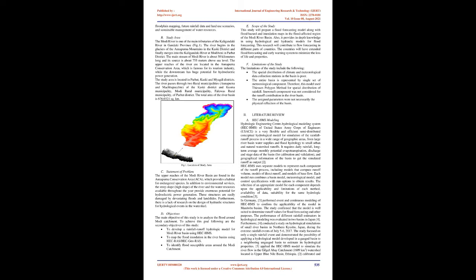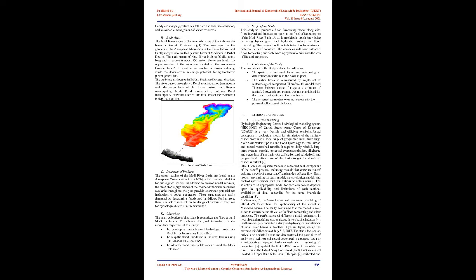The Modi River is one of the main tributaries of the Kali Gandaki River in Gandaki Province, Fig. 1. The river begins in the glaciers of the Annapurna Mountains in the Kaski district and finally merges into the Kali Gandaki River at Modi Beni in Parbat district. The main stream of Modi River is about 50 kilometers long and its source is about 755 meters above sea level.